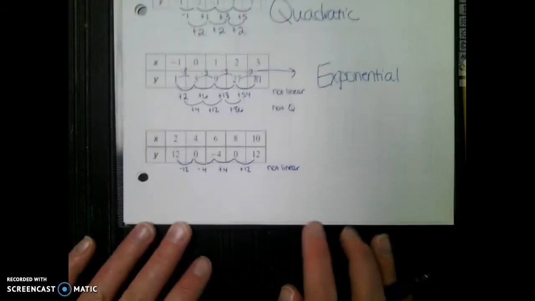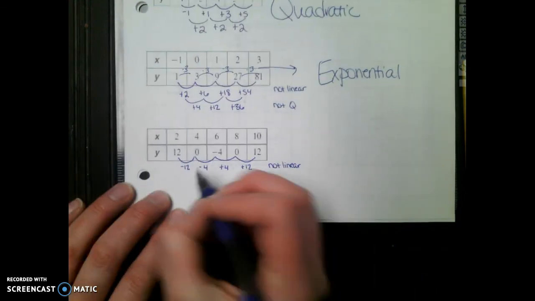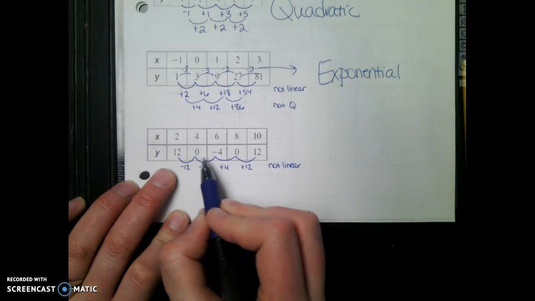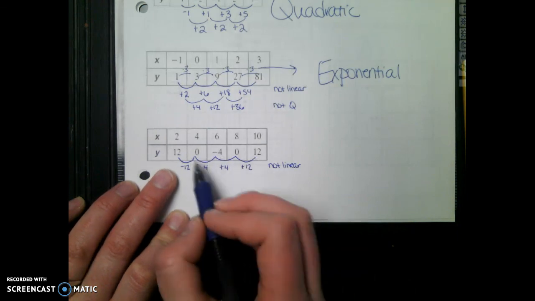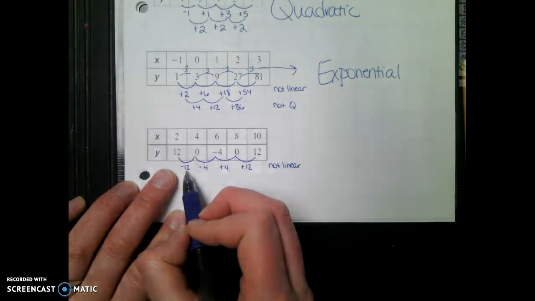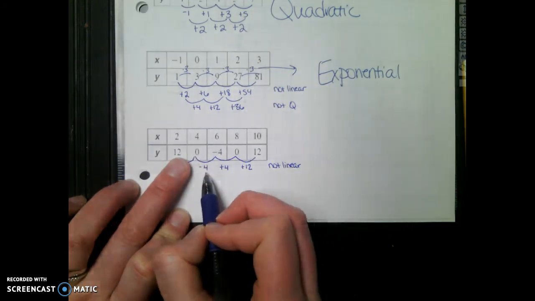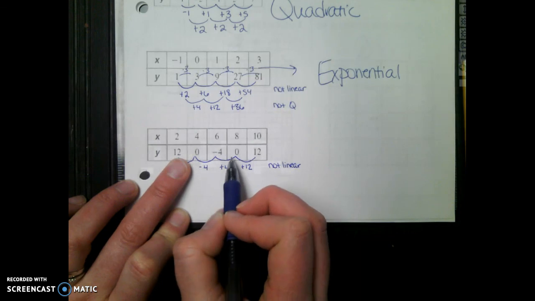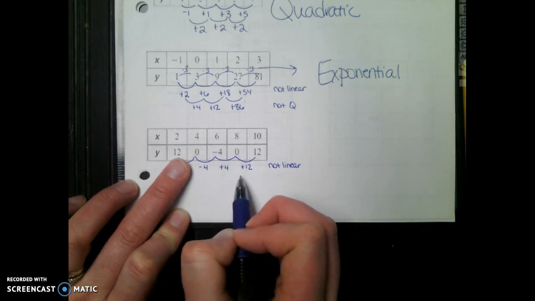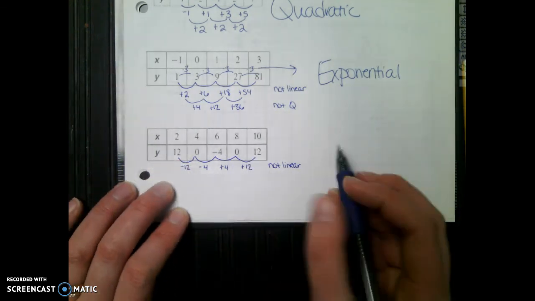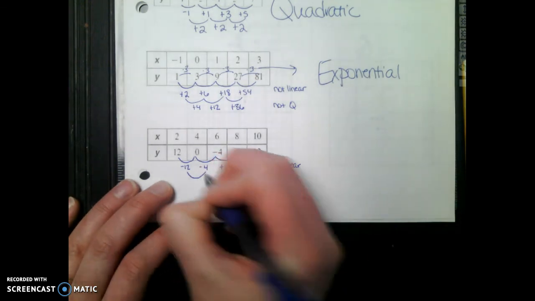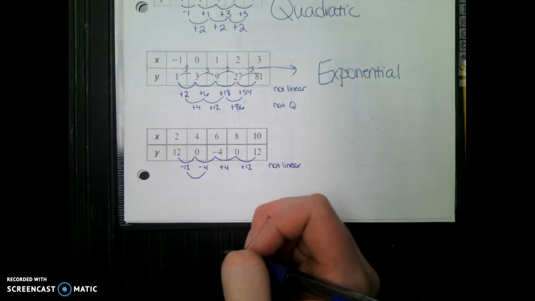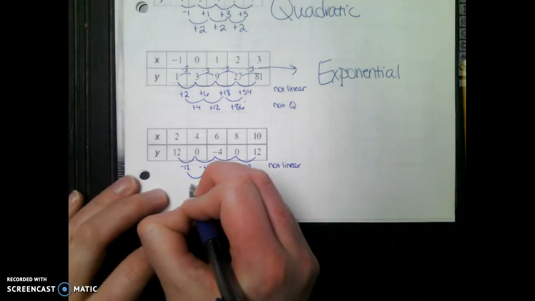The last one, I know it's not linear. And this is kind of weird when it switches to negative and then switches back. So really just think about 12 minus 12 is 0. 0 minus 4 is -4. -4 plus 4 is 0. 0 plus 12 is 12. Definitely not linear.